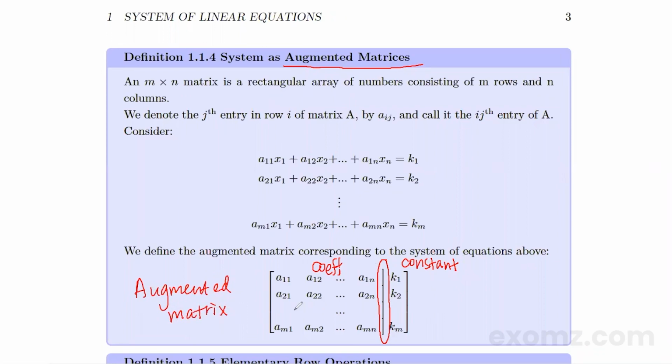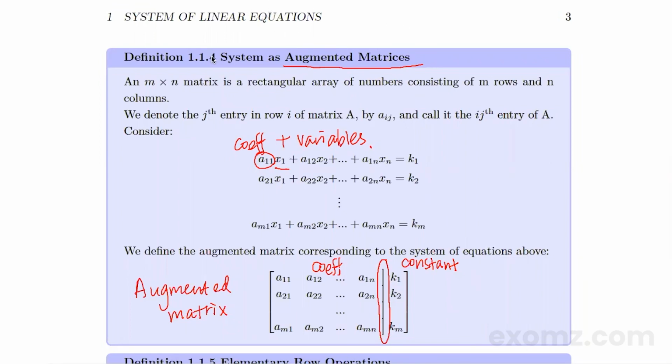The only difference between a system of linear equations and an augmented matrix is that for a system of linear equations, we have both the coefficients and the variables sticking together. However, for the augmented matrix, we simply put the coefficients on the left side of the bar, while we put the constant terms on the right side of the bar.